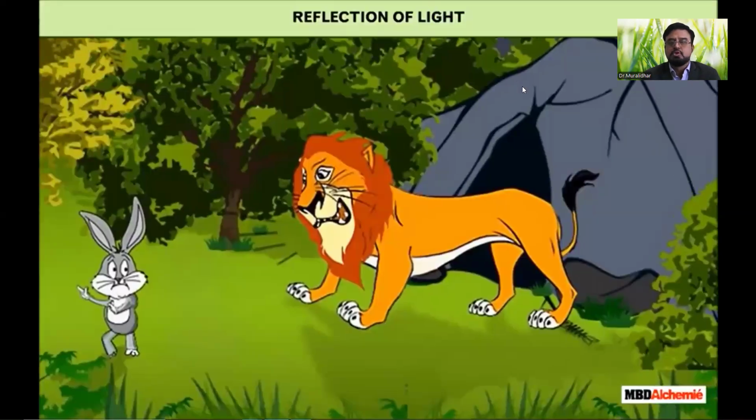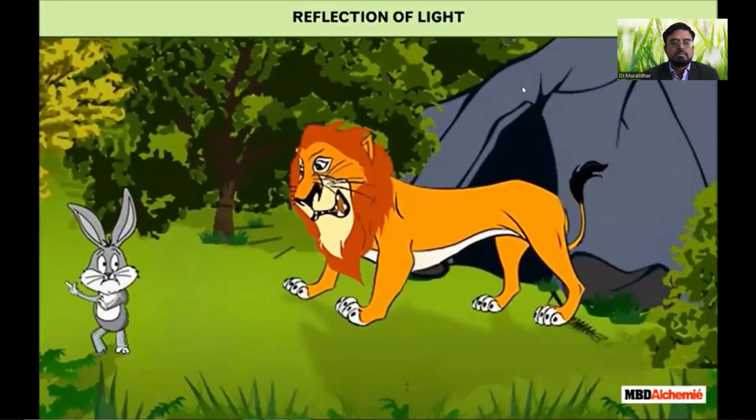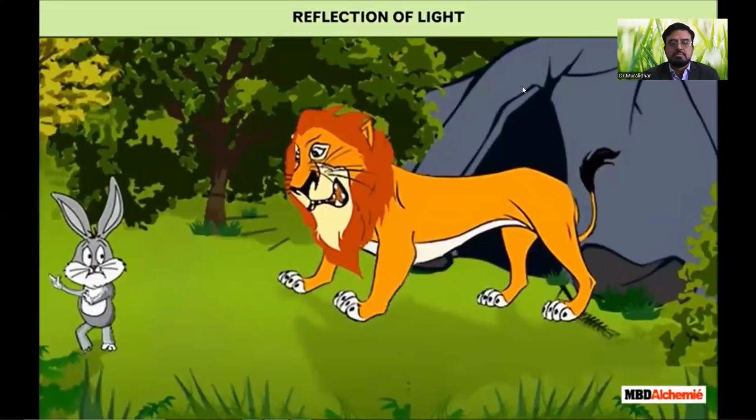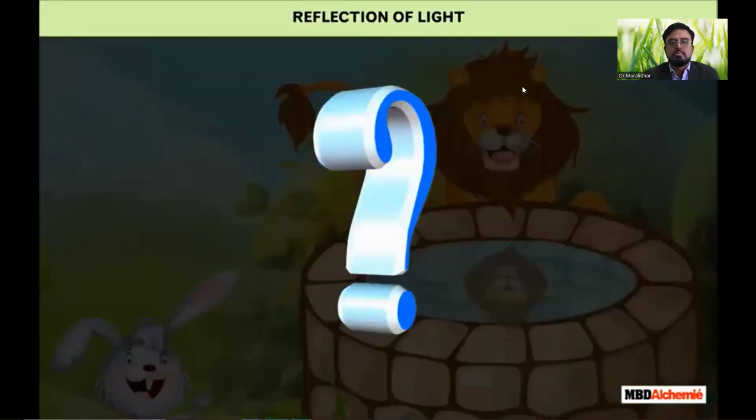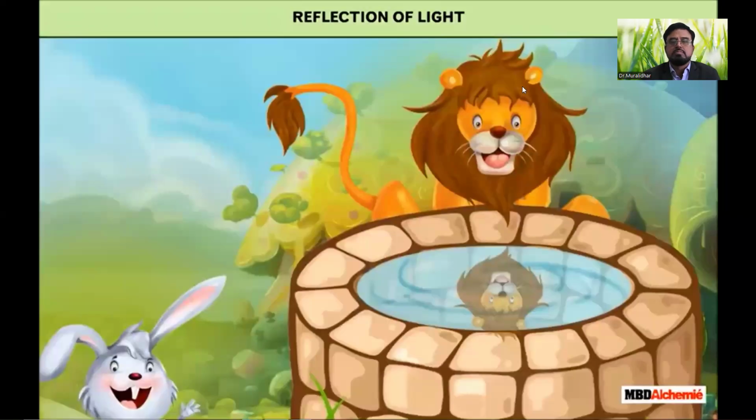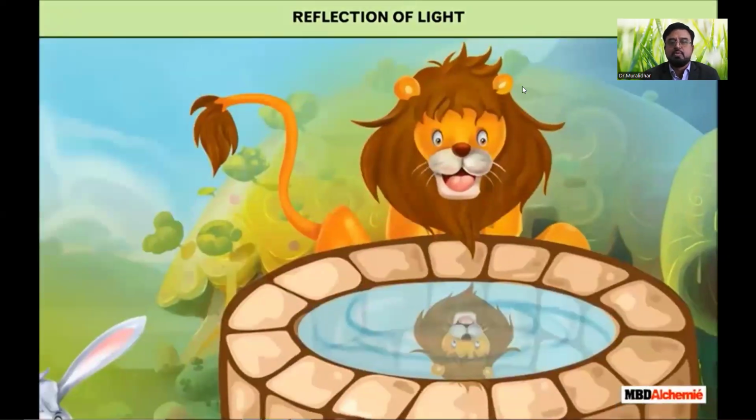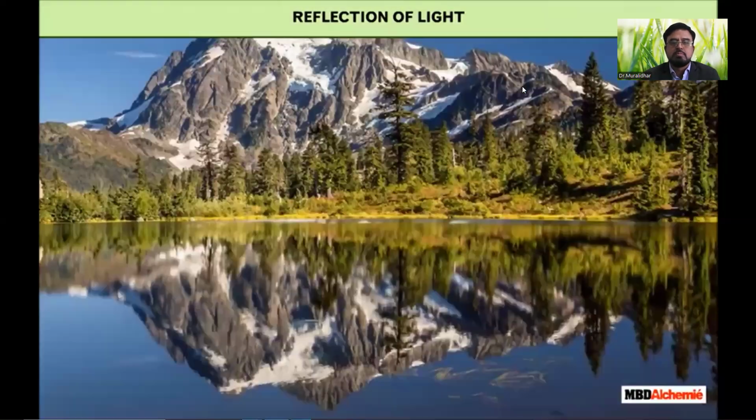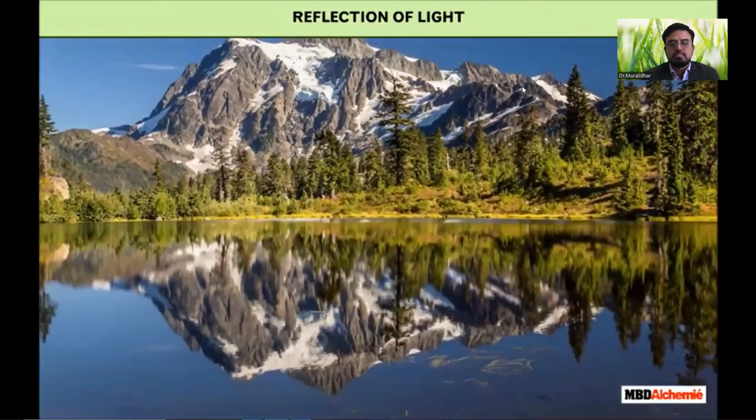Reflection of light. We have all heard the Panchtantra story of the lion and the rabbit. What do you think the lion saw in the water? There was no other lion in the water. The lion saw its own image in water, formed due to reflection of light. You see yourself in a mirror. You can see the images of nearby mountains and trees in a lake.